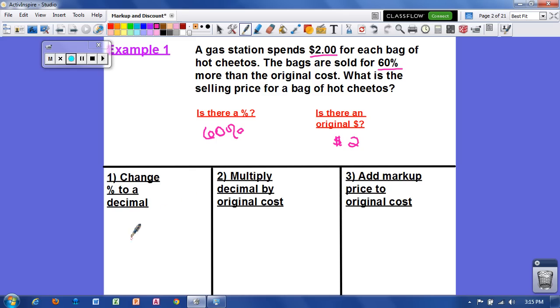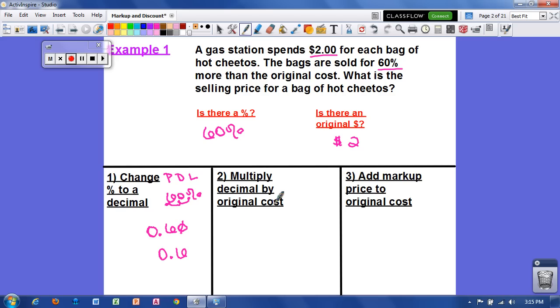So our first step, we want to change the percent to a decimal. So we have 60%. Remember, percent, decimal, we paddle to the left. So I'm going to move that decimal over 2 places and get 0.60. I don't have to have that 0 on the end, so I'm just going to write it as 0.6.